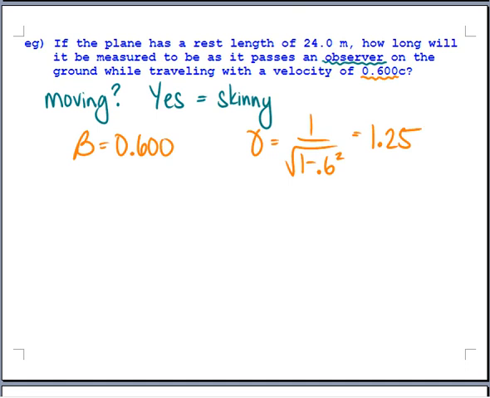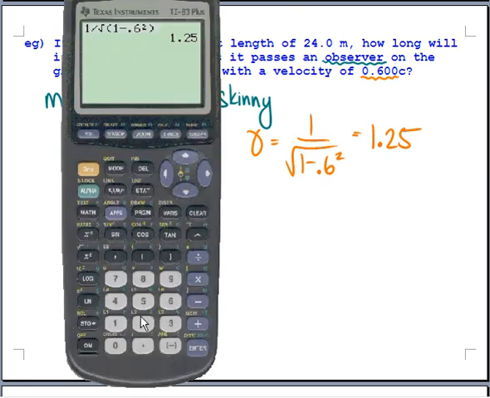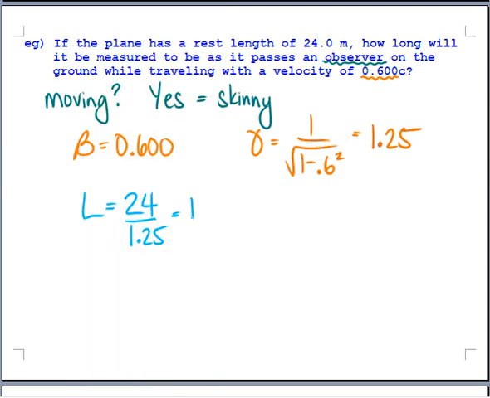So that means the length of this airplane, according to the observers on the ground anyways, will be the rest length of 24 meters. And here we're trying to make it skinny, so we simply divide by gamma. That's it. So a nice, easy calculation. 19.2 meters. So that's how long the plane is according to anybody that's not on the plane.